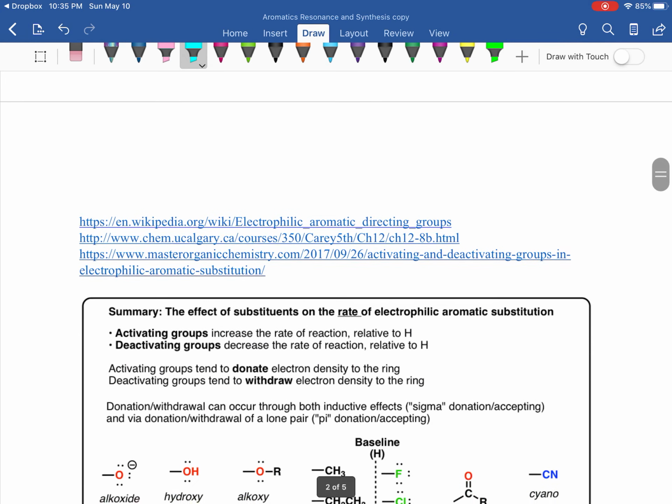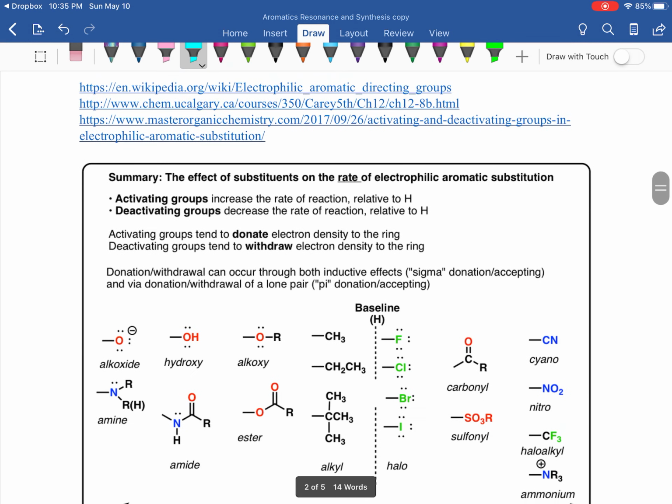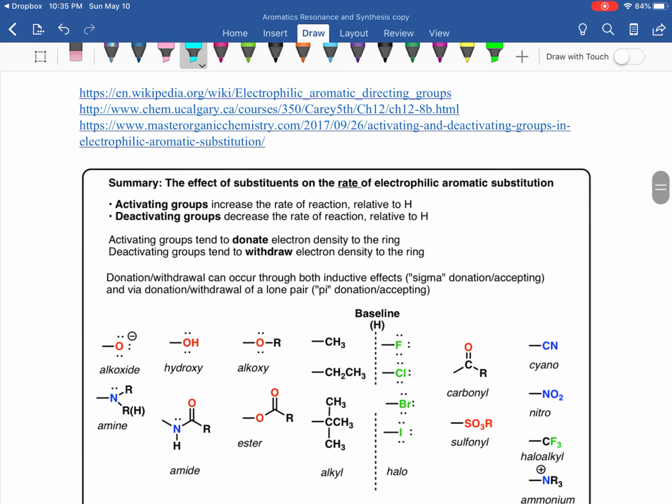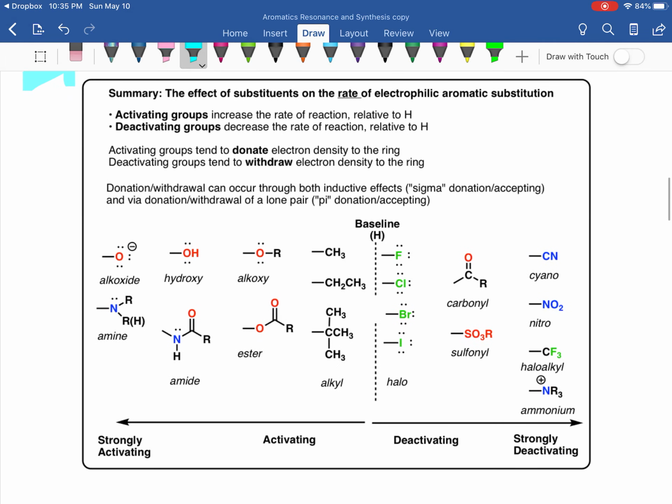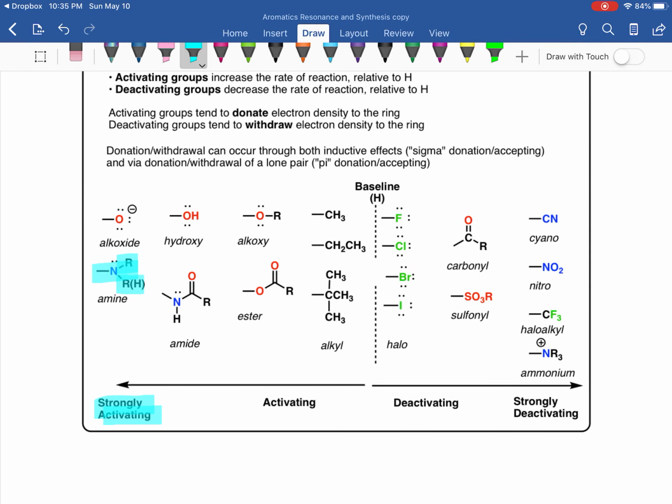Literally, for the first time all semester, you get a table. Shut the front door. Okay, I stole this table from Mastering Organic Chemistry, so I give the link up here so I can give credit to that. So your link is right up here for this table. Let's find on here, here is our aniline and our amines, and they are here under strongly activating. And what that means is when they're strongly activating, they are going to be ortho-para directing.